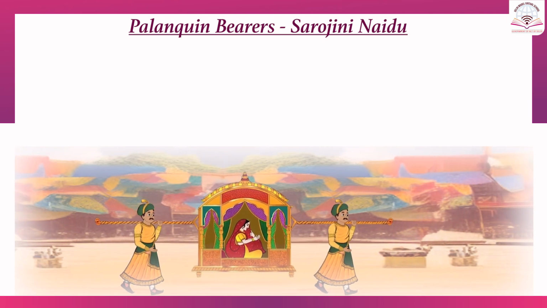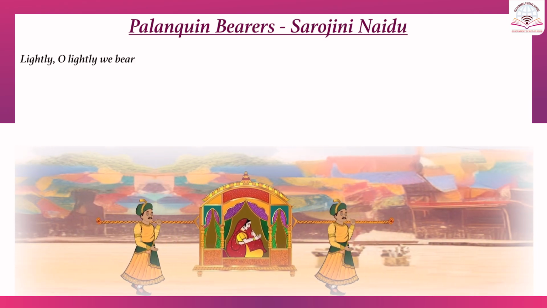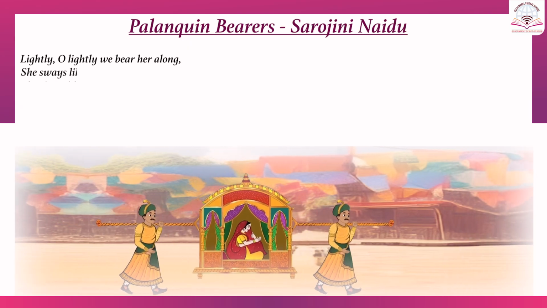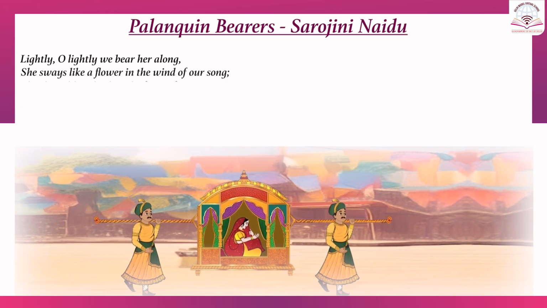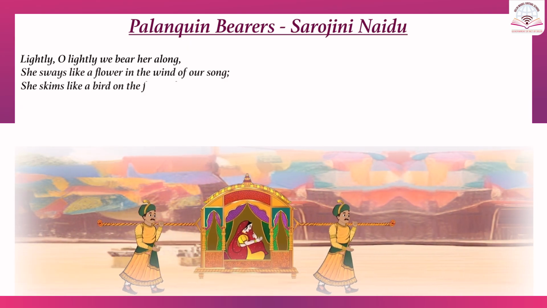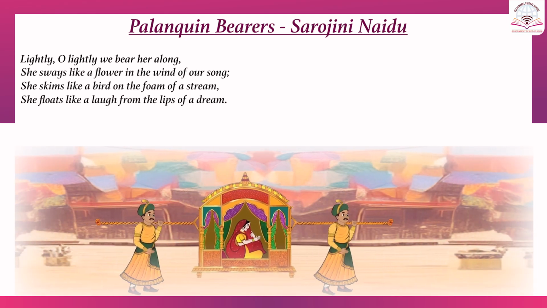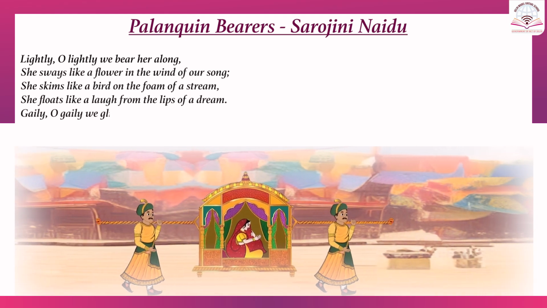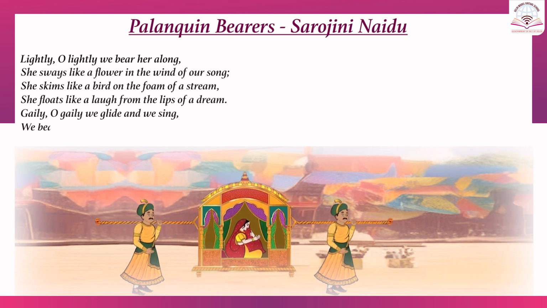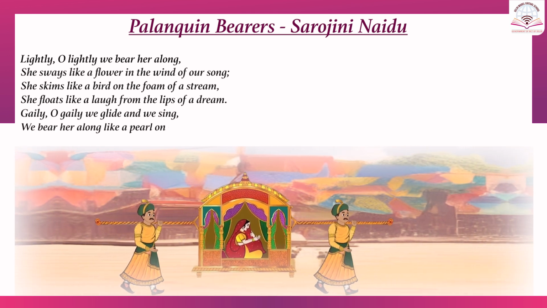Here goes the poem. Lightly, oh lightly, we bear her along. She sways like a flower in the wind of her song. She skims like a bird on the foam of a stream. She floats like a laugh from the lips of a dream. Gaily, oh gaily, we glide and we sing. We bear her along like a pearl on a string.